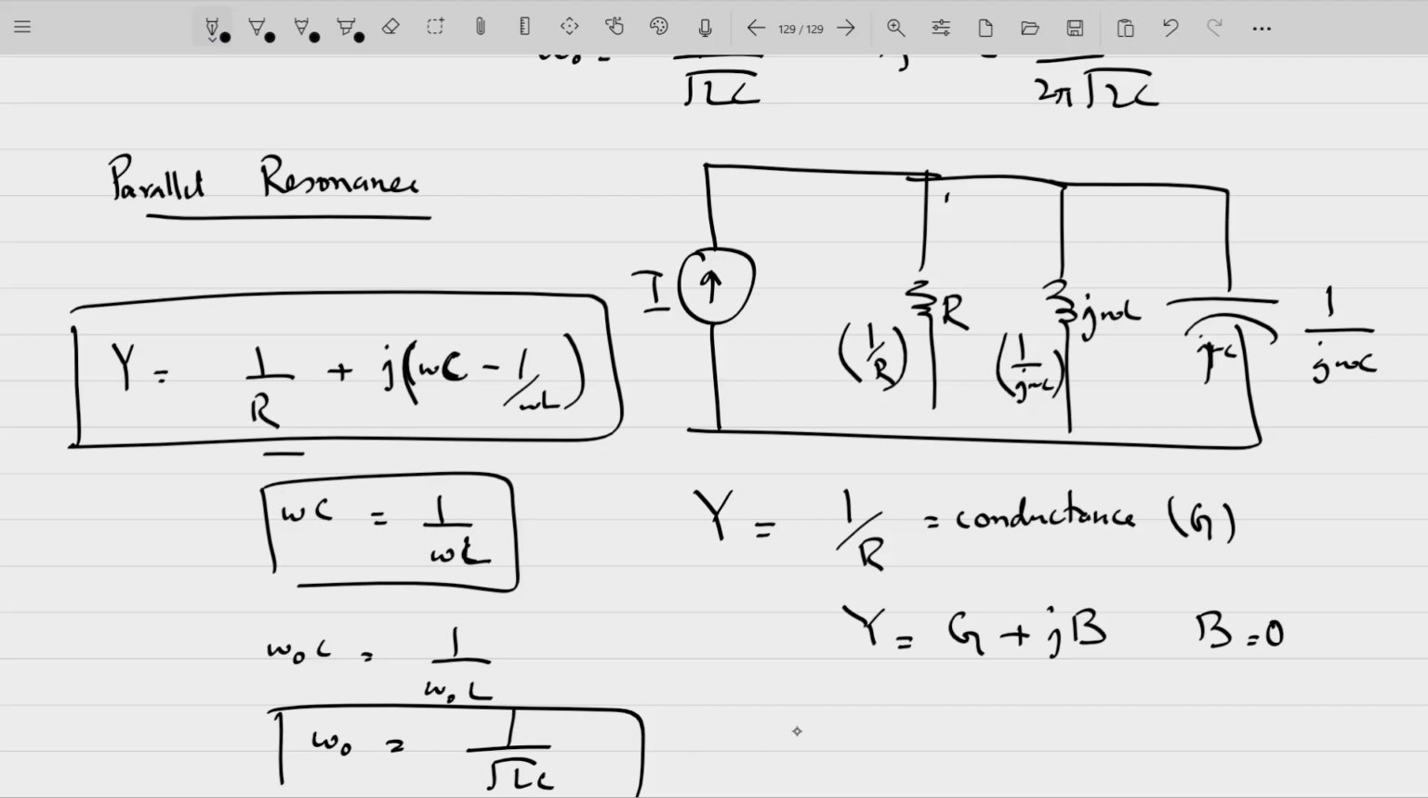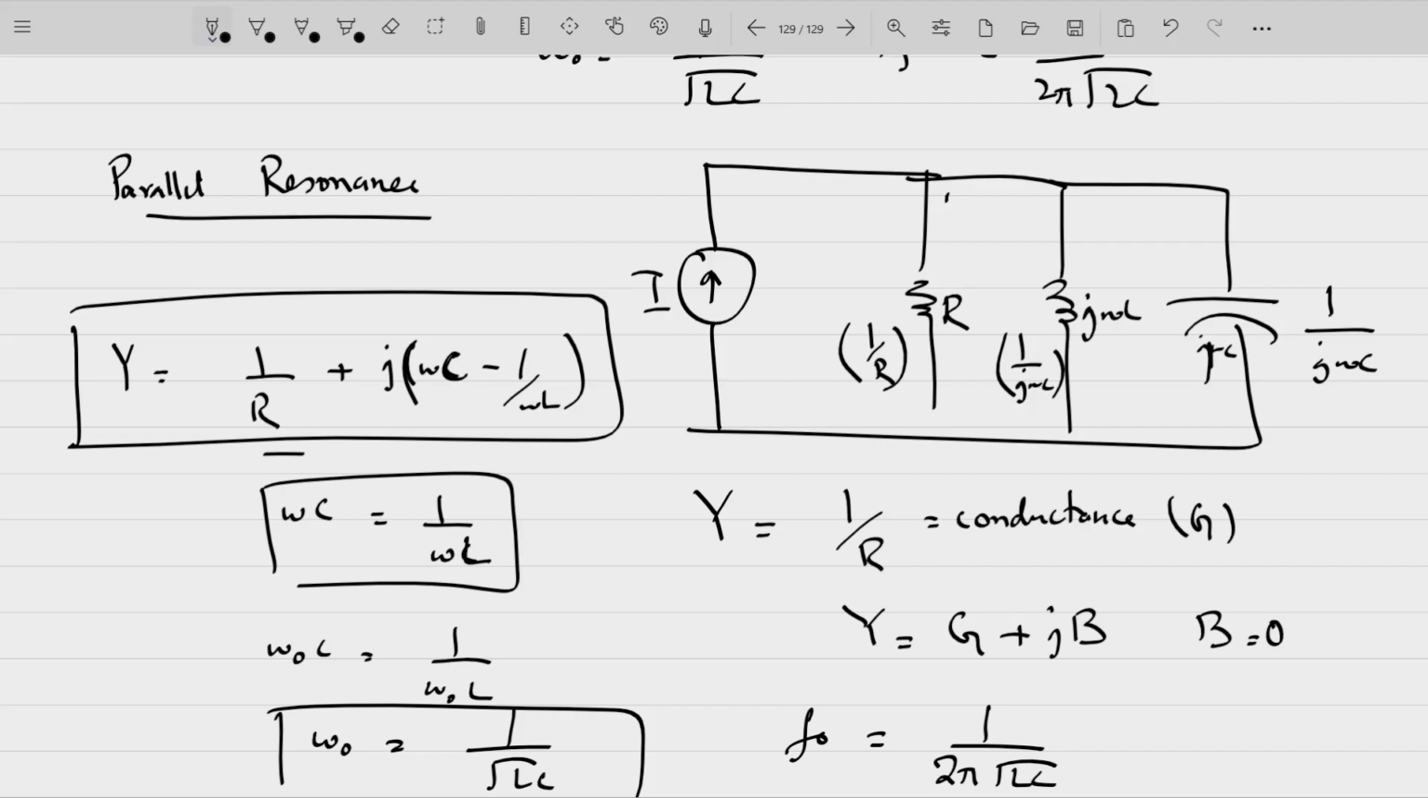This is in terms of radians per second, and if you want to find out in terms of hertz, it's still 1 by 2 pi under root of LC. The resonant frequency in series RLC circuits as well as in parallel RLC circuit does not change, it is still the same.